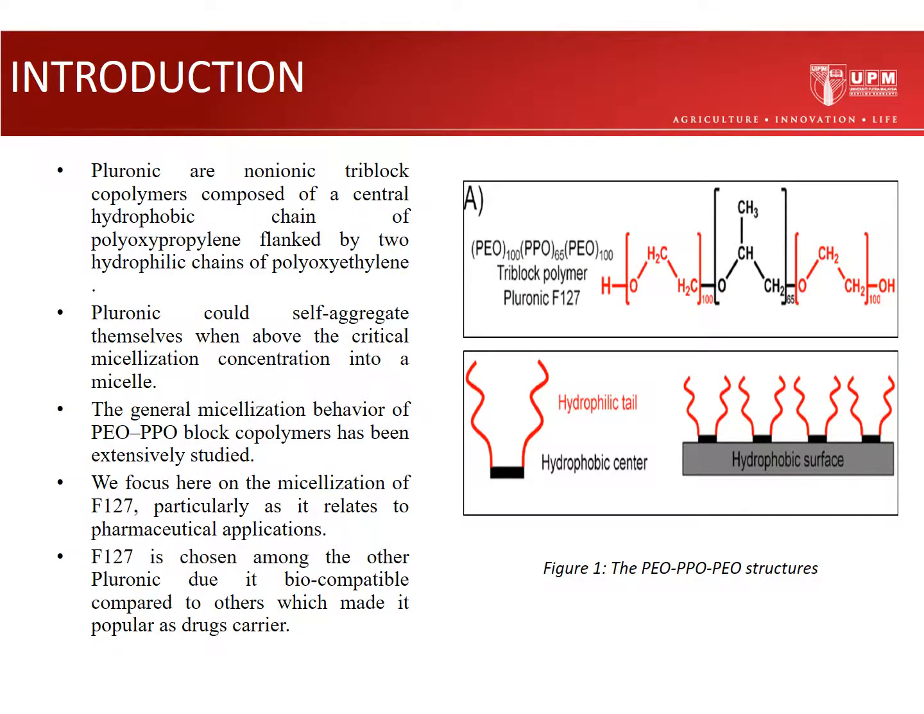Okay, next we proceed to the introduction for this study. So, Pluronics are non-ionic tri-block copolymers composed of a central hydrophobic chain of polyoxypropylene, PPO, flanked by 2 hydrophilic chains of polyoxyethylene, PEO. So we are going to focus on the micellization of F127, particularly as it relates to the pharmaceutical application, which is used in drug carrier applications.